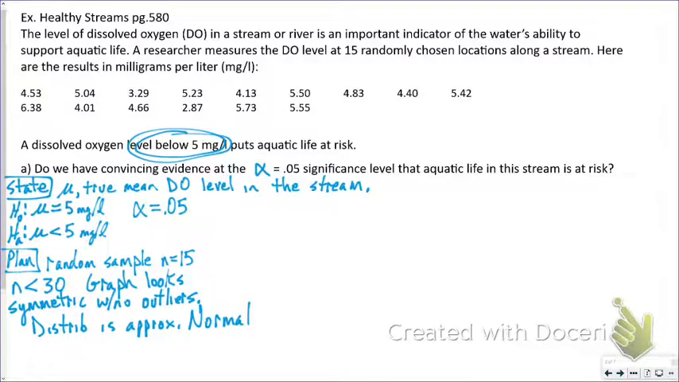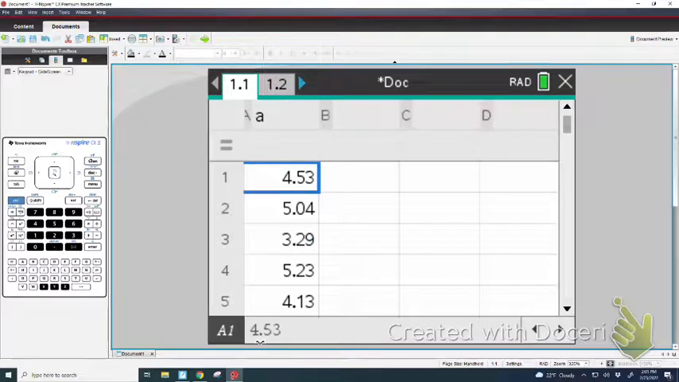All right, move on to the do step. We had to type the data into the calculator anyways, because notice this thing is lacking X bar and S. I don't know what those are. I know DF, N is 15, so DF is 14. But I need T, X bar, S, and the p-value. So back to the calculator.